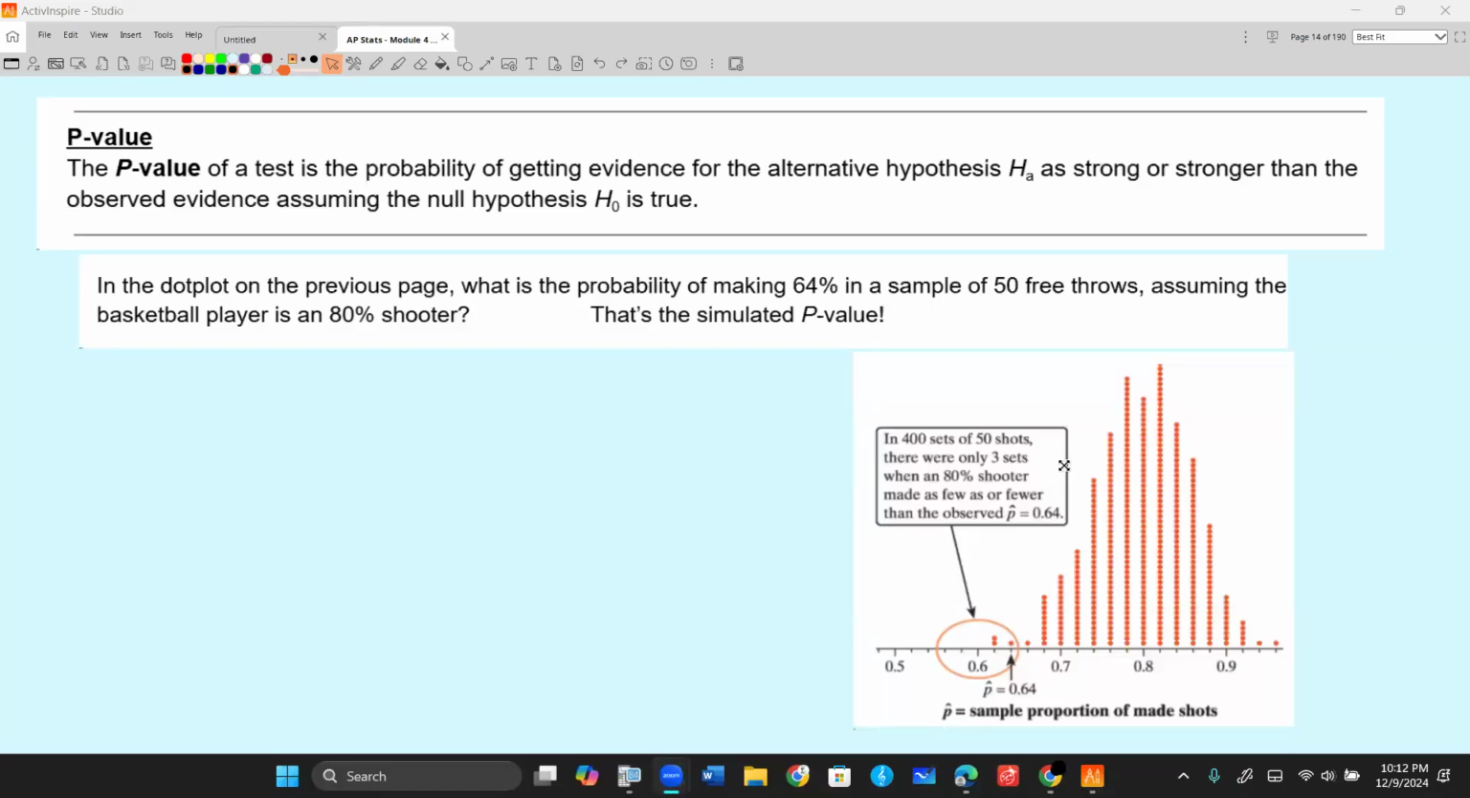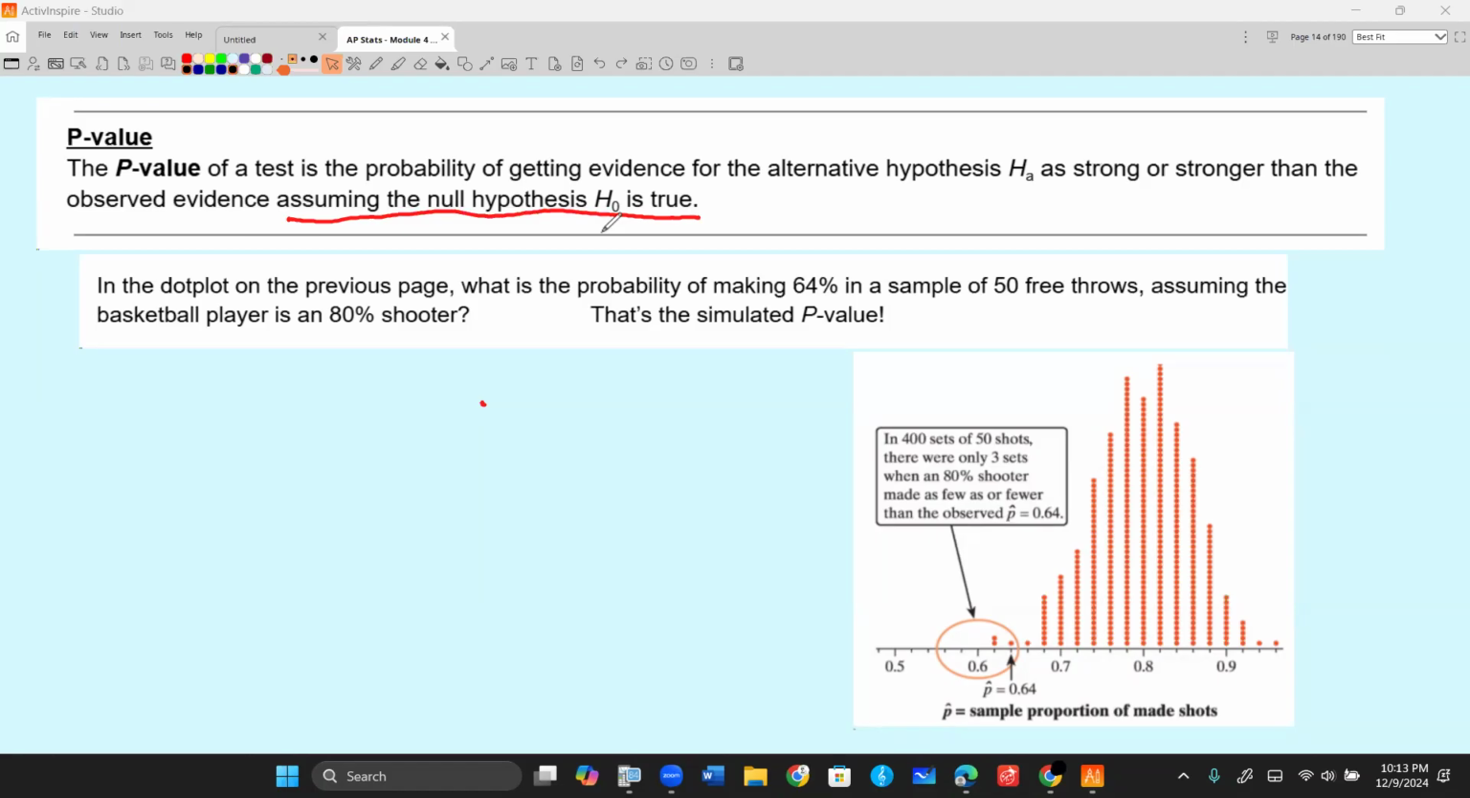You are now introduced to the concept of something called a p-value. A p-value is a very important value in statistics because it basically tells us whether or not we're going to reject the original claim. So the p-value is kind of like our threshold. It's the probability of getting evidence for the alternative hypothesis as strong or stronger, sometimes the word we use is more extreme, than the observed evidence. And it's very important to say, assuming the null is true. We always go under the assumption the null is true.